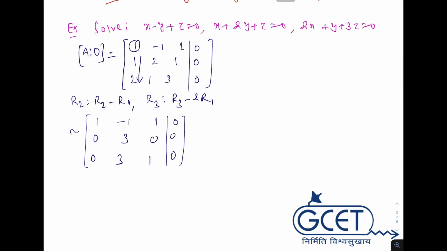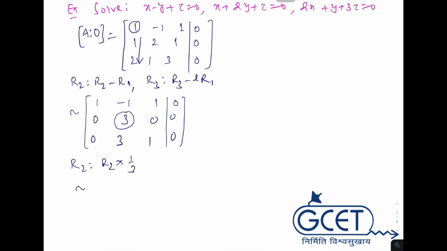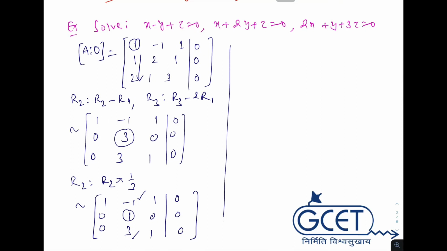Okay, and now we make this entry to be 1. So R2 into 1 by 3, and so this is 1, minus 1, 1, 0, 0, 1, 0, 0, 0, 3, 1, 0. And by using this one, we make the entry above and below to be 0. So R1 plus R2 and R3 minus 3R2.